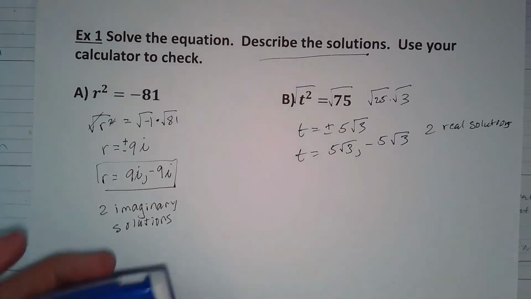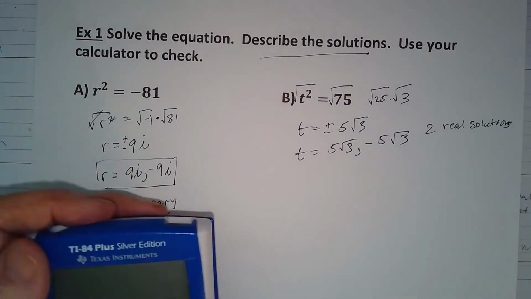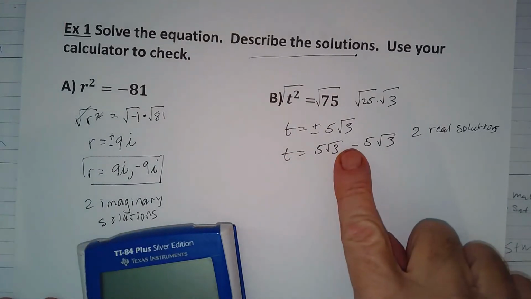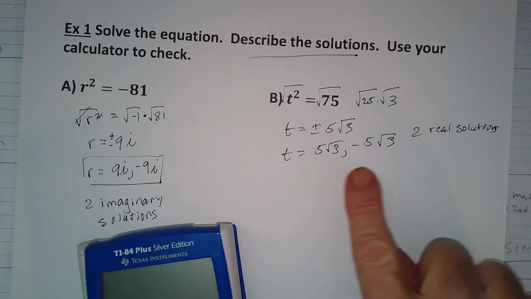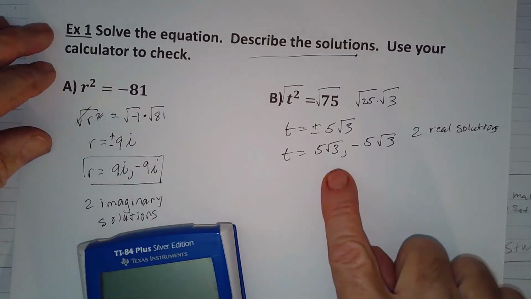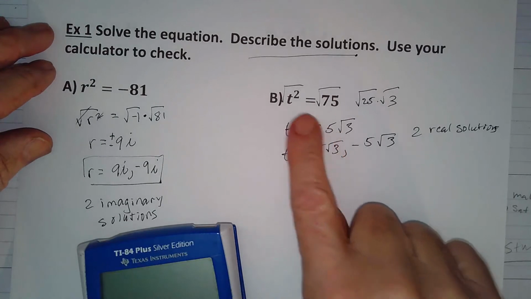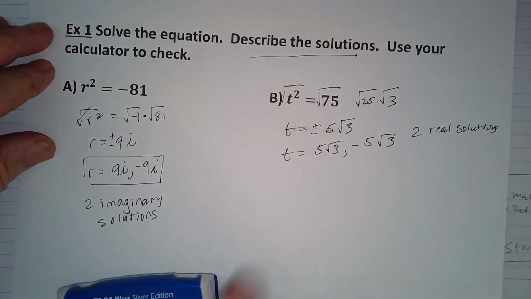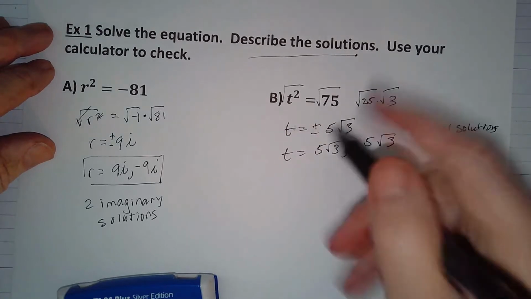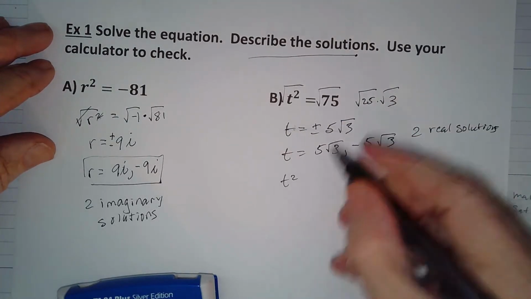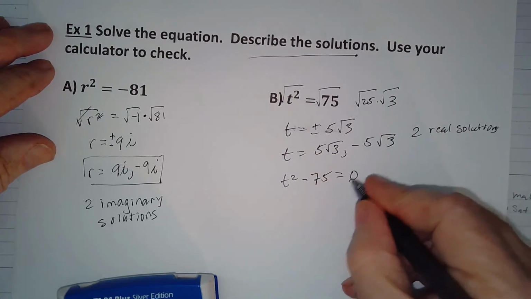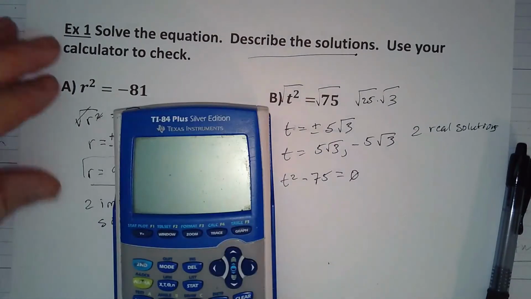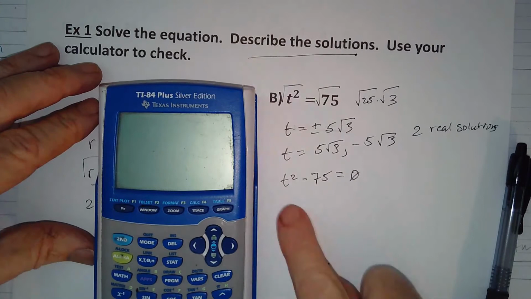And so we can go to a calculator and we could show that indeed these are the correct solutions for what x is when y is 0. Now, to do that, we would have to change this equation to make it equal to 0. So all we would do is take t squared, subtract 75 from both sides, right? And that would equal 0. Now, we could take a calculator and we can go ahead and graph this.